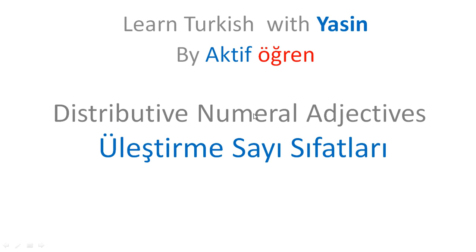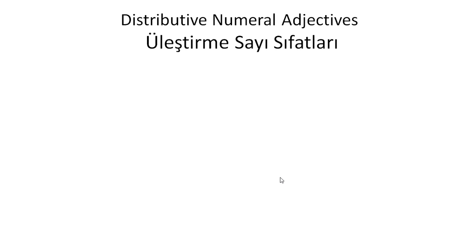Now today I want to upload one video for you. It's called in English Distributive Numeral Adjectives. I think you understand what it means, but I will give you some examples before I go on. The title here in Turkish we say üleştirme sayı sıfatları. Now what does it mean?